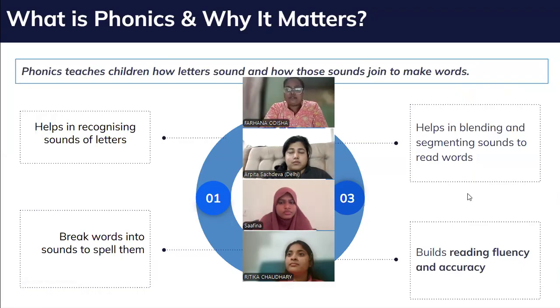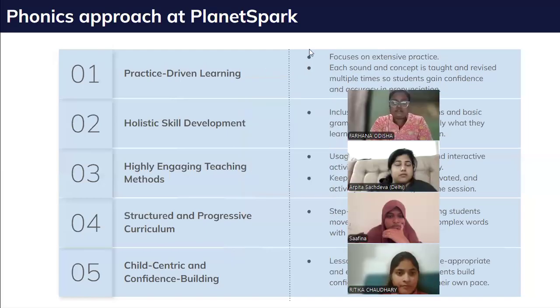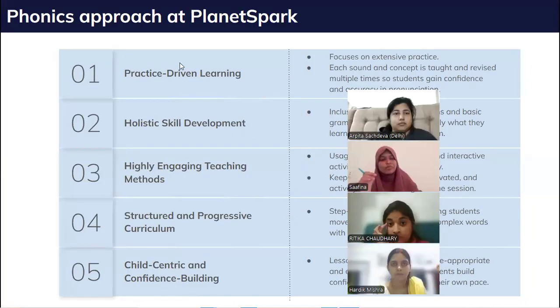So the kids don't have to memorize things. You are telling them the rules, the reason behind it, and that is how they are going to gain that reading fluency and accuracy if you teach them phonics. Thank you, Farhana. Now, here we have the phonics approach at Planet Spark. What does this approach say? Number one, it is practice driven. That means a lot of practice is done. If we are taking the sound of the letter B, we will practice a lot before going to the next sound.